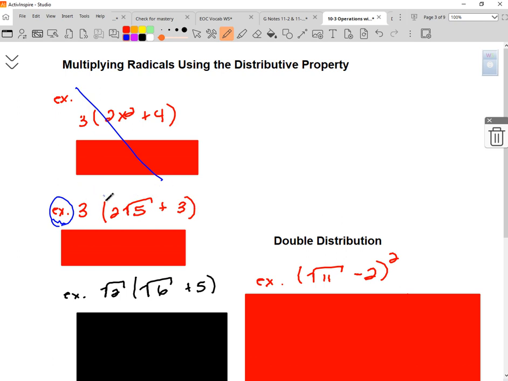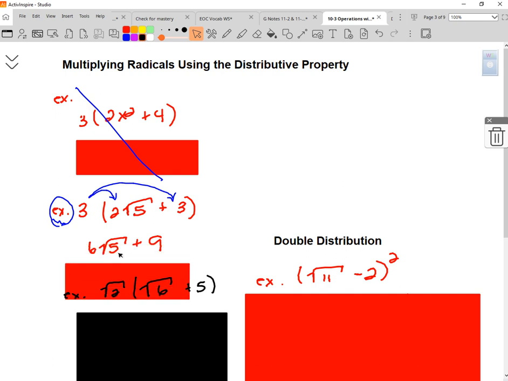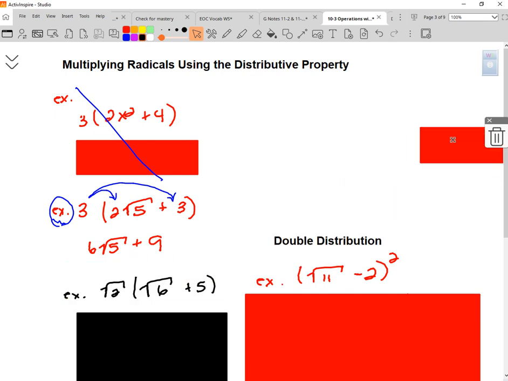Distributive property tells me to do what? Multiply what's on the outside by everything on the inside, right? So if we're multiplying 3 times 2 is 6 square root of 5, 3 times 3 is 9. Those aren't like terms, they're not like radicals, because they're not a radical in this one, so that's simplified. That's the simplified expression.